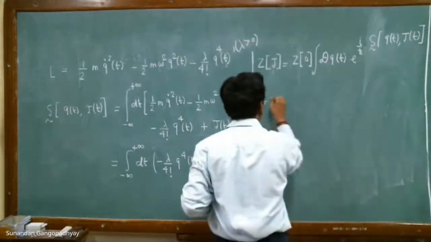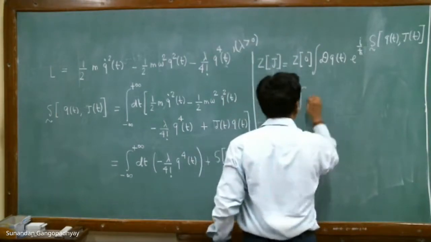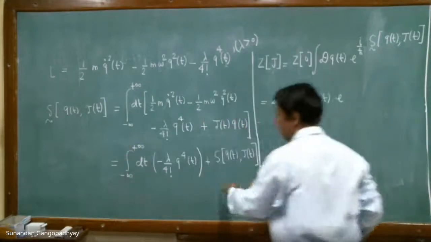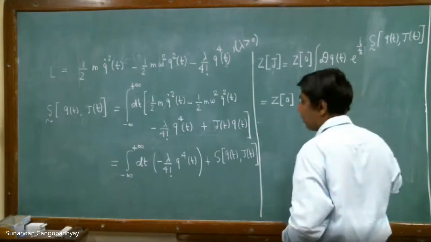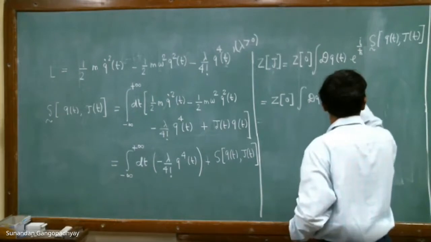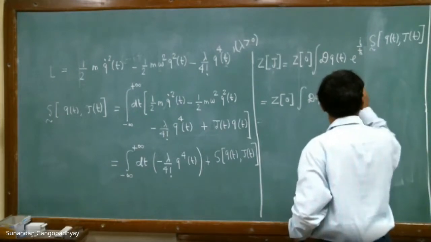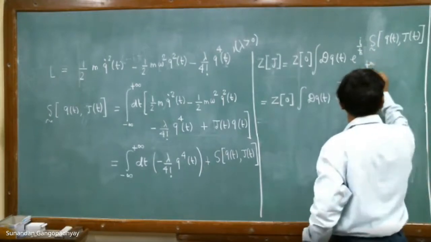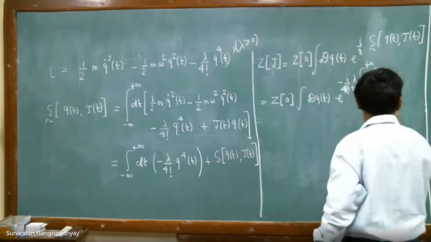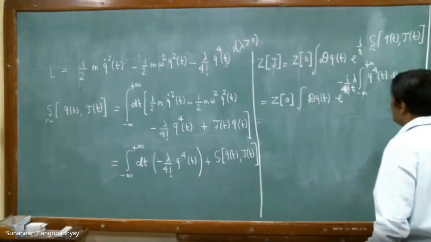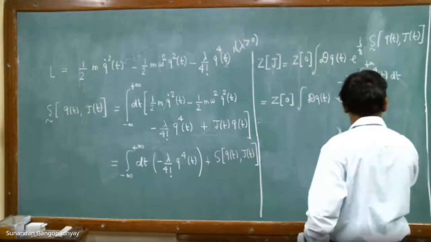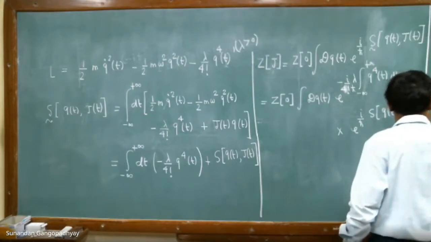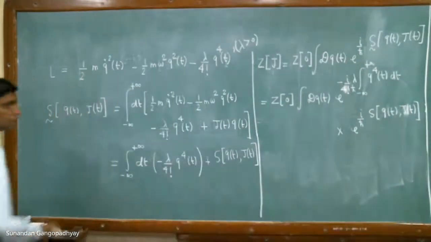And now you can write this down as Z0 times the integral of Dq(t) e to the power of, since I have partitioned S tilde in this way, minus i by h bar times lambda by 4 factorial, the integral of q to the power of 4(t) dt, times e to the power of i by h bar S[q, J, t].